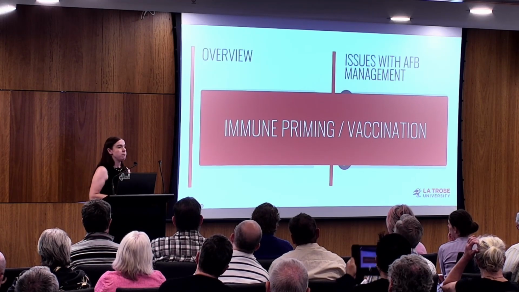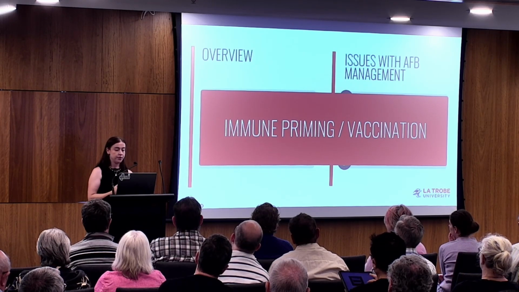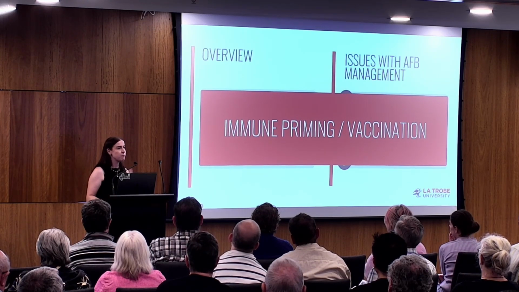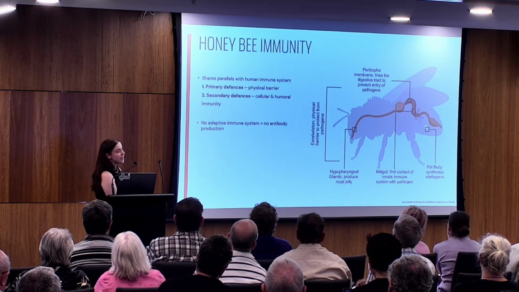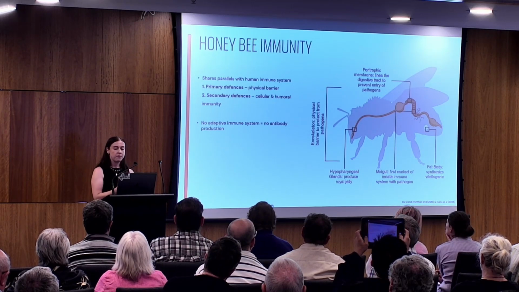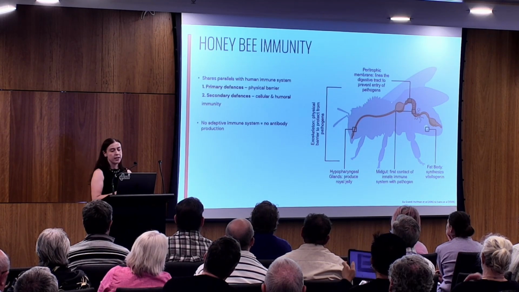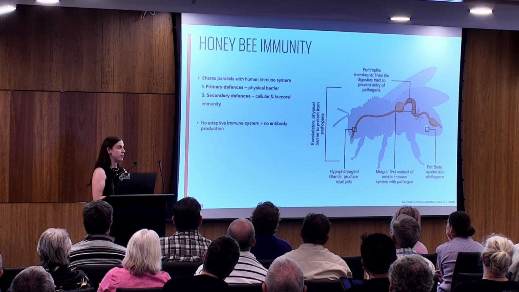So before I jump into vaccination and immune priming, I would just first like to introduce to you the honeybee immune system, which is really important to understand all of these concepts. Honeybees actually have a robust immune system, and it's comprised of a range of diverse mechanisms, all pictured here on the right. These mechanisms all work together to defend against pathogens.